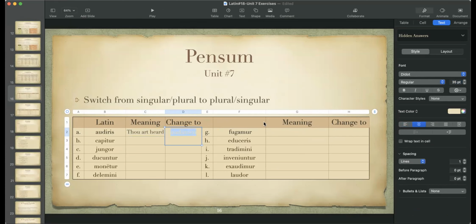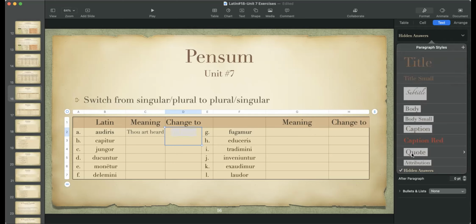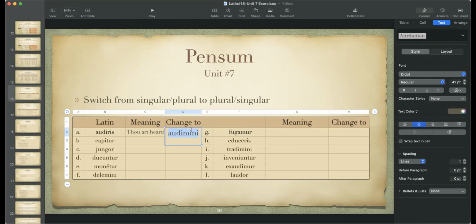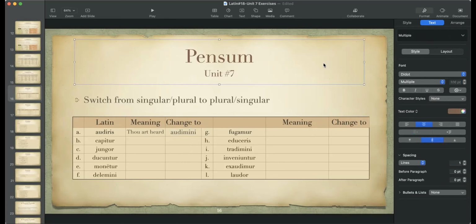Audimini, right. This way may seem a little cumbersome, but this way I don't have to type it in. And for those of you that have been here long enough to know, typing is not one of my superior skills, at least typing on the fly anyway. Okay, capitur.